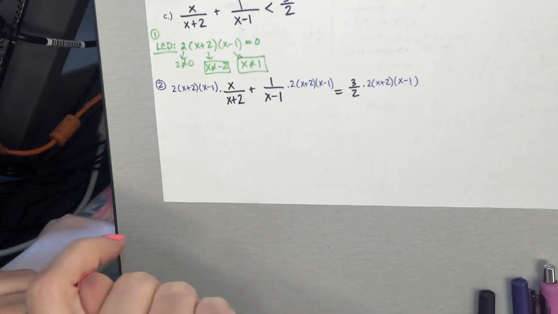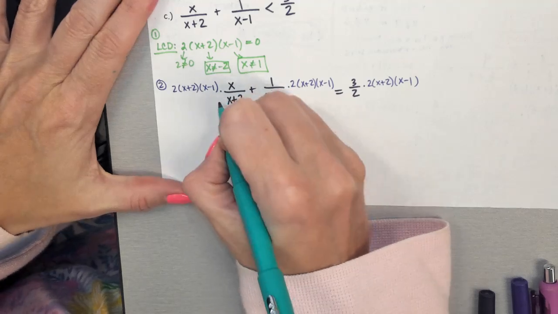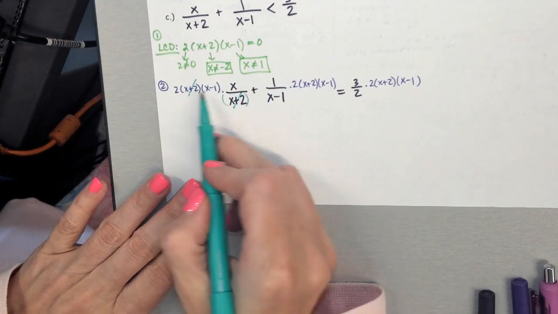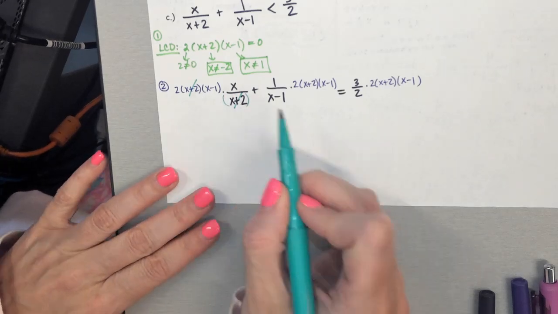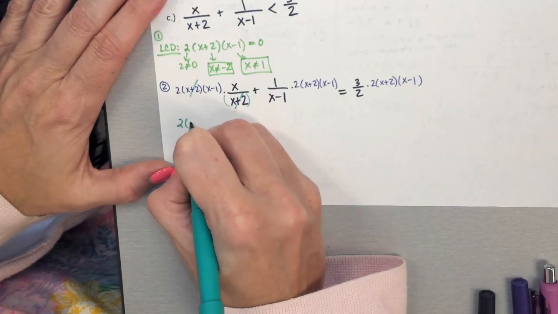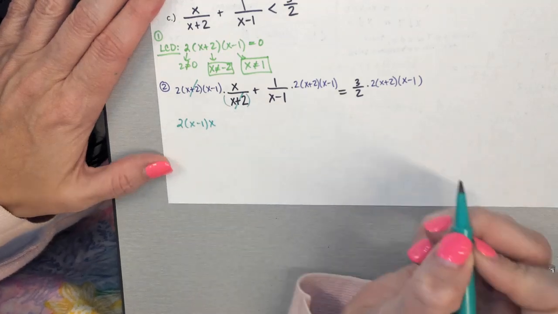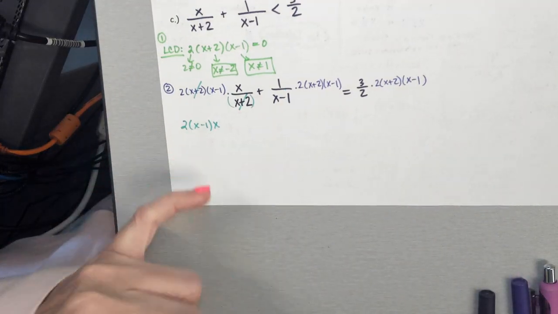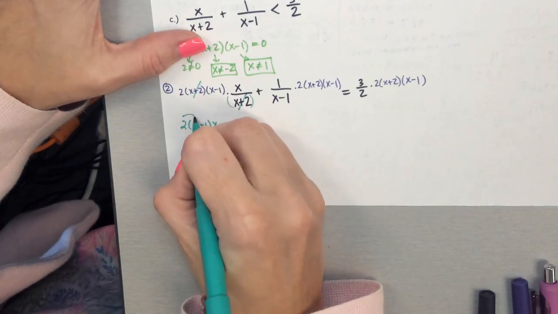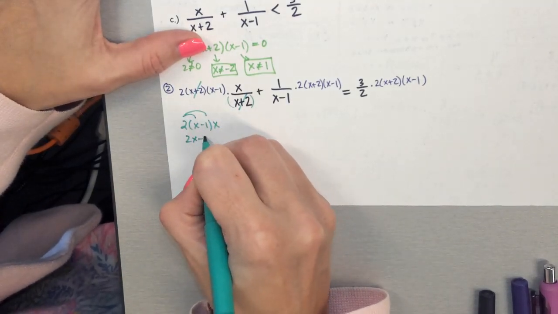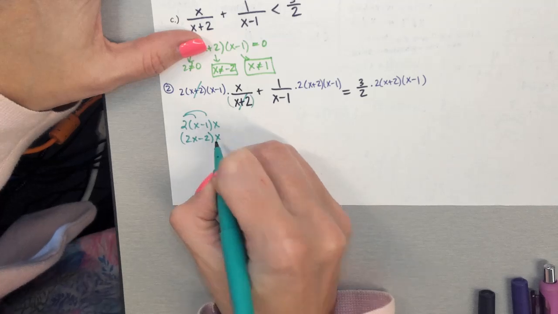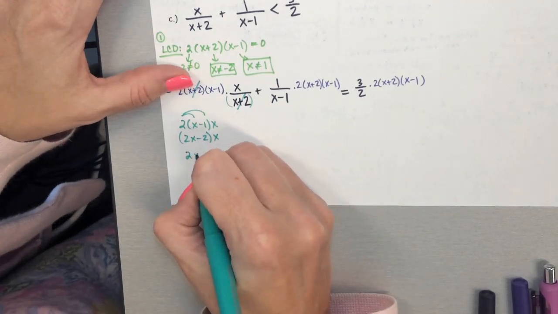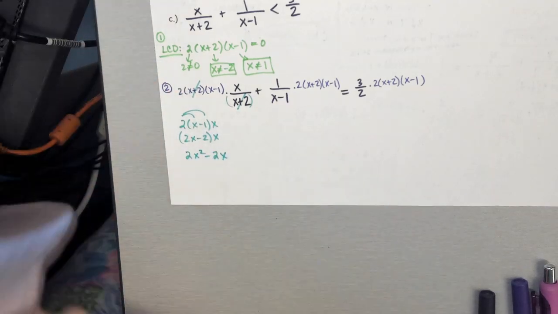So make sure you're taking the time to write out what you're multiplying by and then canceling them out so you can see what's left. So this one does have 3 things left. You have 2 times x minus 1 times x. We are going to be multiplying those all together. You can distribute the 2 first to get 2x minus 2 and then multiply that by x. That's fine. So that will give you 2x squared minus 2x.